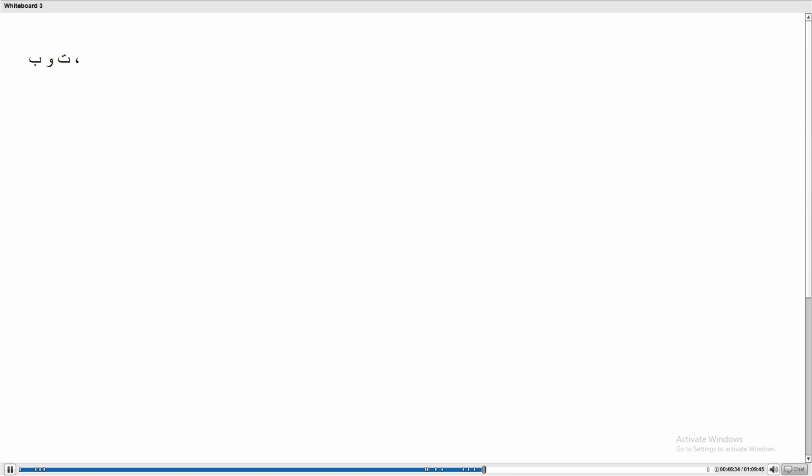For now, write the root letters and write the meaning. Okay, so the ta and the waw and the ba give the meaning of what? Repenting. Tayyib. Then we have the dhal and the waw and the ba, and they give the meaning of melting.